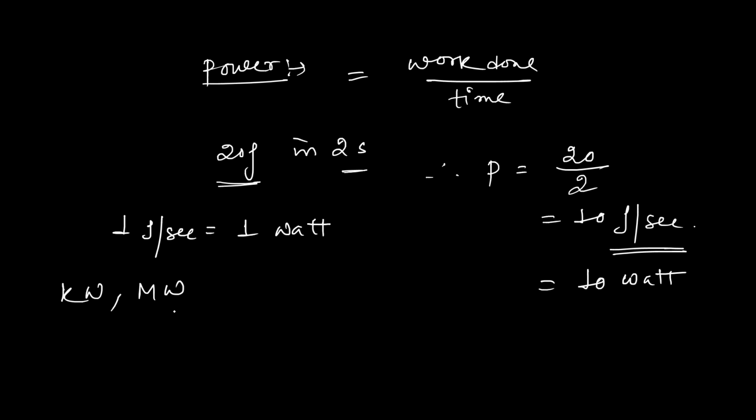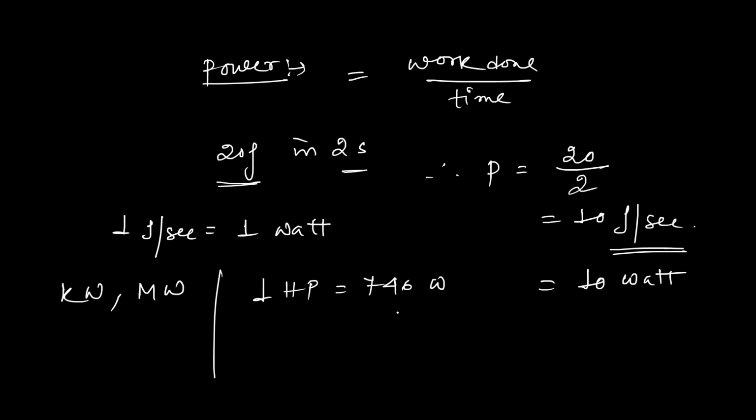Now we are going to find out the difference between work done and power, right? But before that, we should know the relation between kilowatt, megawatt, gigawatt and watt. These are some of the units that we use to measure power. Even in earlier days, horsepower was used. That means 1 horsepower, that is 1 HP, equals 746 watt.